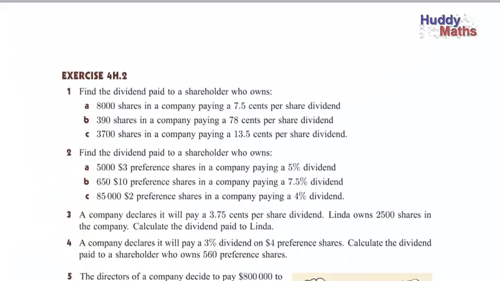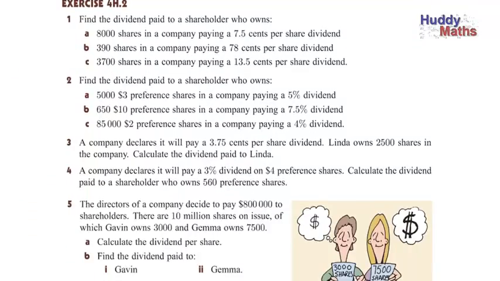Okay, so let's have a look at some questions now. Find the dividend paid to a shareholder who shares in the company paying a 7.5 cents per share dividend. So these are ordinary shares where they pay a certain number of dollars per share. Now, these are 5%, 7%, etc. These are what's called preference shares. And they are paid out first in preference to other shareholders. And then what's left is paid per share. So they split it up according to a preference, if you like.